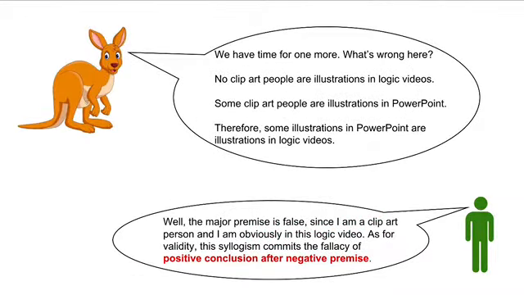And then finally, we have little Kangaroo, and she says, we have time for one more. What's wrong here? She says, no clip art people are illustrations in Logic videos. Some clip art people are illustrations in PowerPoint. Therefore, some illustrations in PowerPoint are illustrations in Logic videos. And the guy in green says, well, the major premise is actually false, since I am a clip art person and I'm obviously in this Logic video. But as for validity, this syllogism commits the fallacy of a positive conclusion after a negative premise.